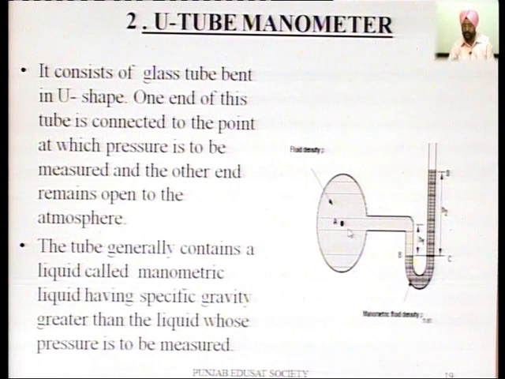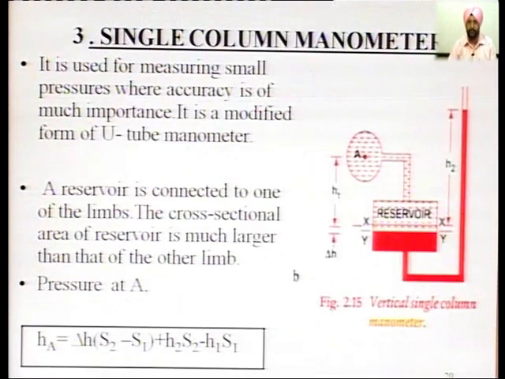So, this is the second type of simple manometer. Moving to the third one, the single column manometer. Now, it is very much similar to the U-tube. In fact, the change is that we have introduced a reservoir here. It is also used for measuring small pressures, but, very importantly, where accuracy is of much importance.